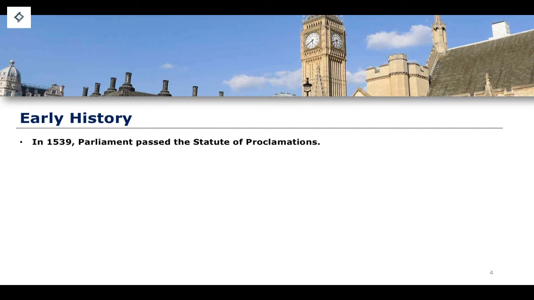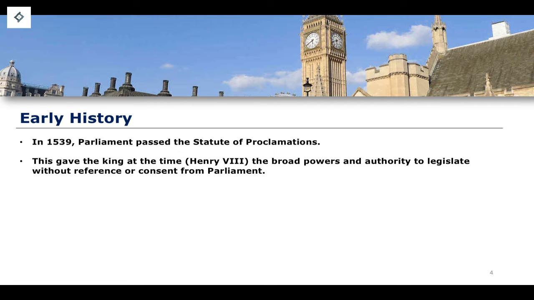In 1539, Parliament passes the Statute of Proclamations. So we see a significant period of time where Parliament is essentially subordinate to the Crown, being called by the Crown to pass legislation, often for financial purposes. 1539 is a year where the monarch in England was Henry VIII. Henry VIII would rule England from 1509 to 1547, and in 1539 Parliament passes the Statute of Proclamations. This gave the king the broad powers and the broader authority to essentially legislate without reference or consent from Parliament.